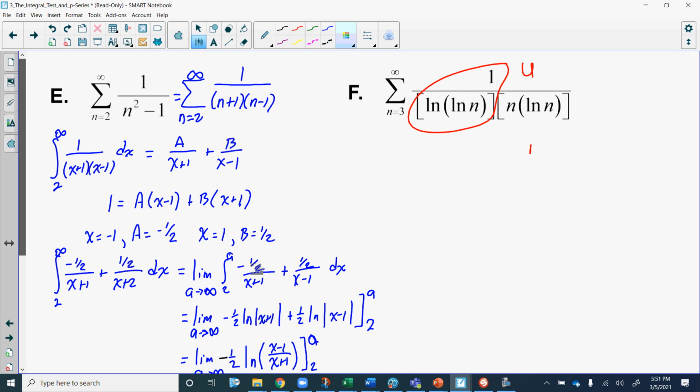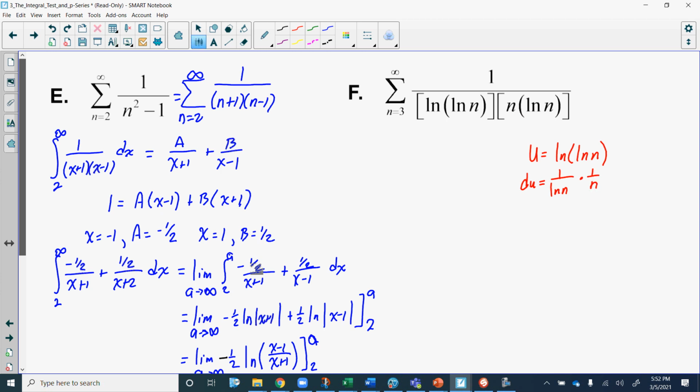So I'm looking at u to be 1 over, actually, no, I don't want to look at 1 over. I just want to look at the denominator. Let's tidy that up a little bit. I just want to look at the denominator here. So if I look at u to be the denominator, the natural log times the natural log of n, the derivative of that, du, is going to be 1 over the natural log of n times 1 over n.